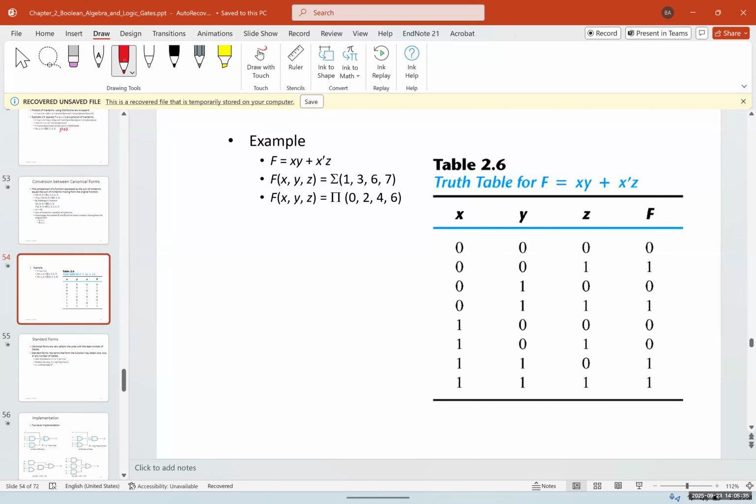So for example, if f is equal to xy plus x prime z, then f of xyz is equal to the sigma of 1, 3, 6, 7, and the product is going to be the product of 0, 2, 4, 6. So again, the sigma is 1, 3, 6, and 7. And the ones that are missing, the product is of 0, 2, 4, and 6.